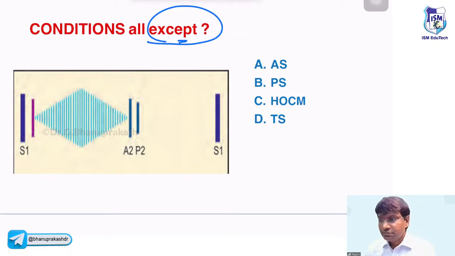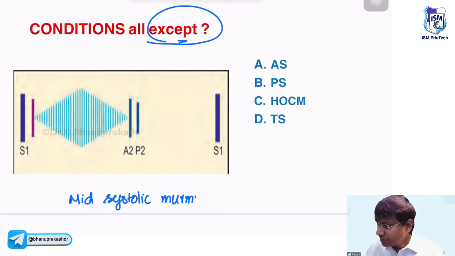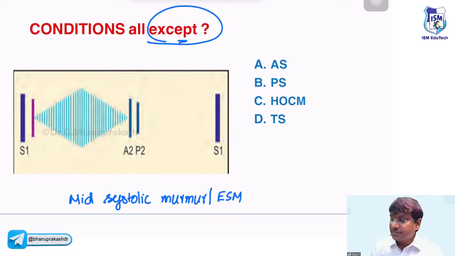Right? So if you see the murmur here, it is the mid-systolic murmur. This is also called as the ejection systolic murmur. So mid-systolic murmur or ejection systolic murmur, you have that in aortic stenosis, you have that in pulmonary stenosis, and you also have that in HOCM as well, but not in case of the tricuspid stenosis. In tricuspid stenosis, the murmur that you will have is the mid-diastolic murmur.